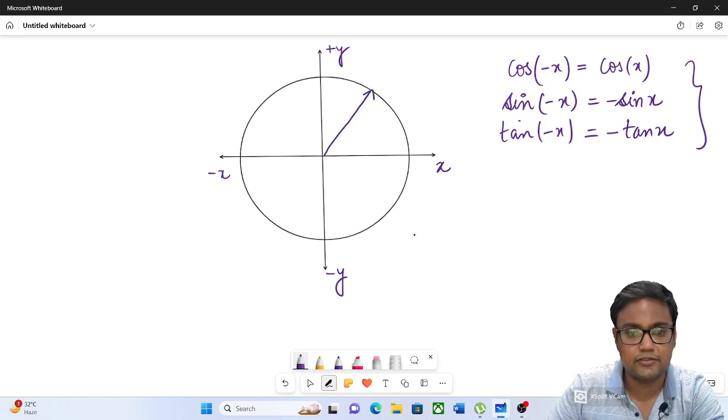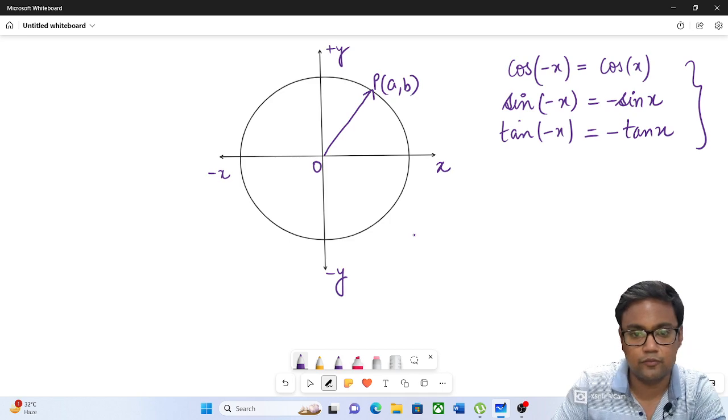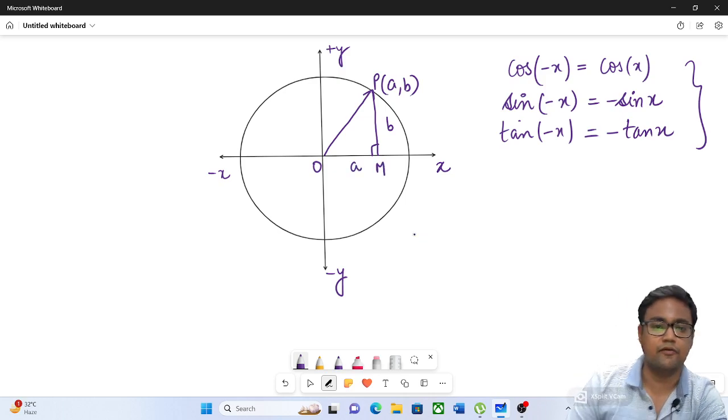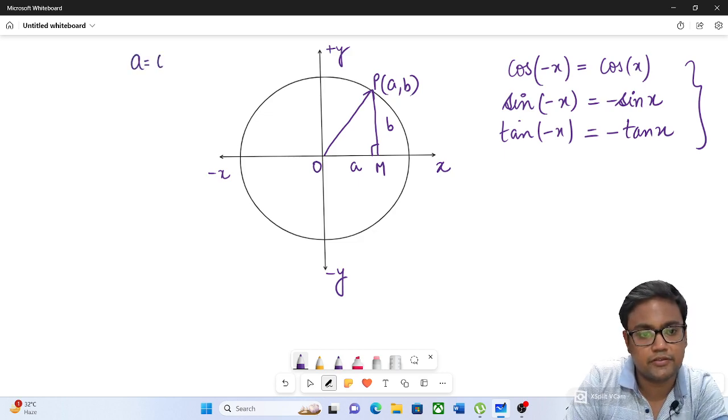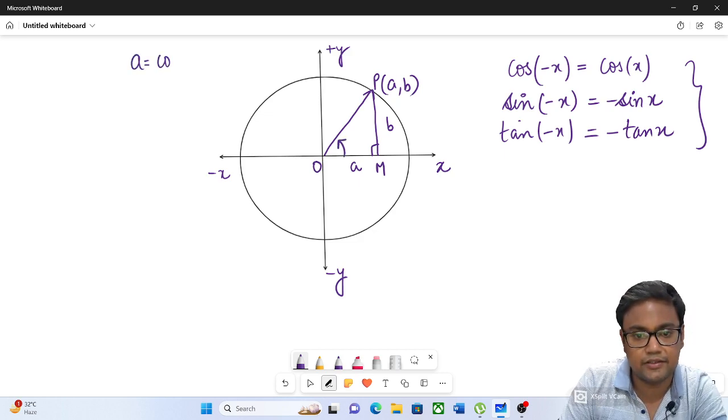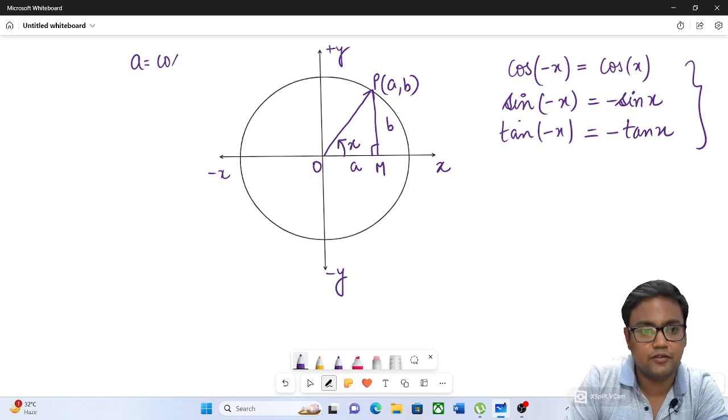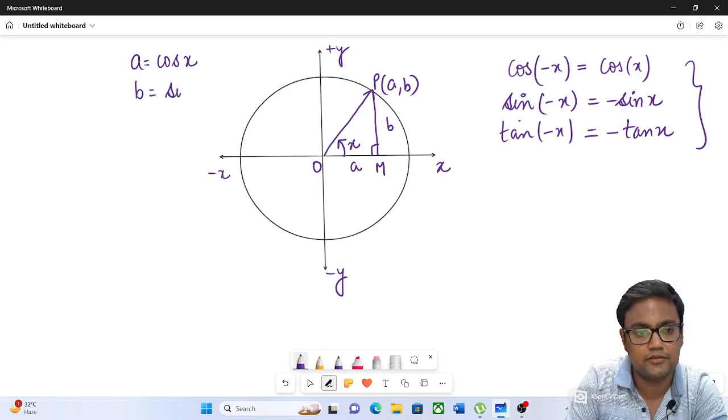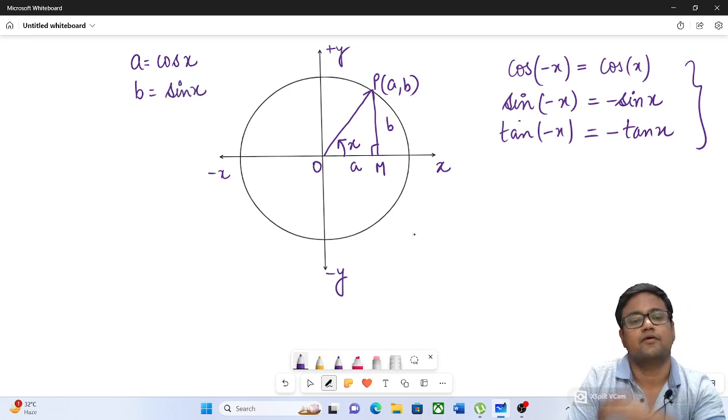Let us say this is the revolving ray OP, and whose coordinates, children, you already very well know. This is the height B, and this is the length A of the base of the right angle triangle OMP. Now, A is actually your cos x, where this angle is x, right? So, A is your cosine of x and B is your height, that is sine of x.